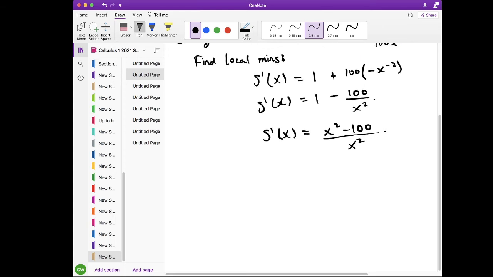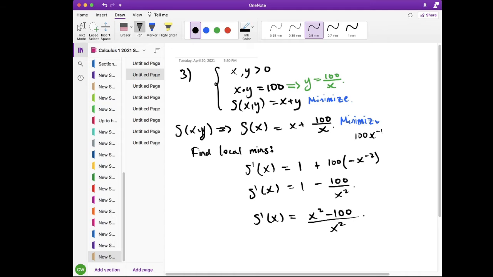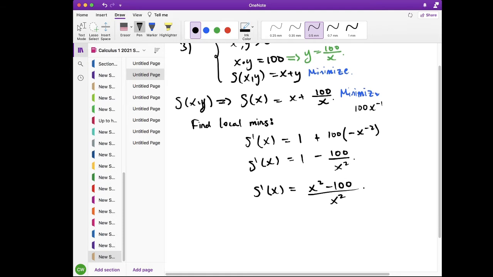Okay, so what's next? So we want to minimize. So what is the derivative? We want to find local mins. So what do you do? What do you do with the derivative? Yeah, so we want to find these critical numbers. So which, by the way, you can factor this.